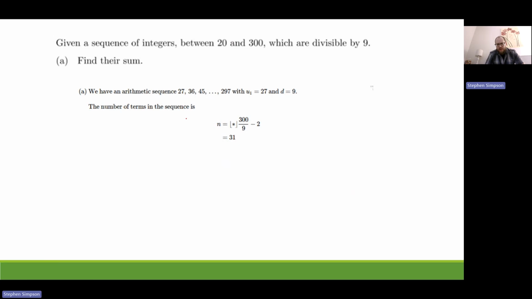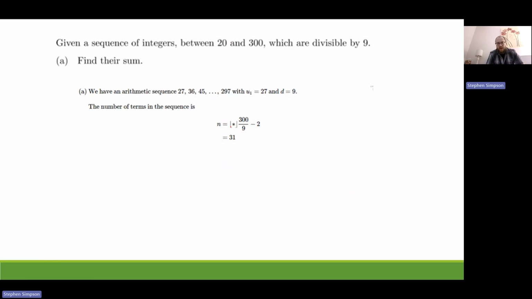So there are different ways you could do it. This just means to round down. This is a floor function. So if you take 300 and divide it by 9 and then round it down, you get 33. Then you subtract 2 for the 9 and the 18 that are missing at the beginning of the sequence, and you get 31. You could also, if you notice that 297 is the last number, just do 297 divided by 9, and then you don't have to round.